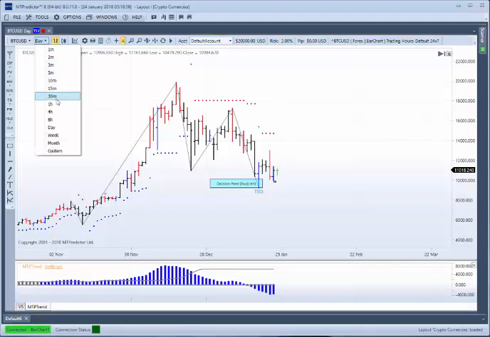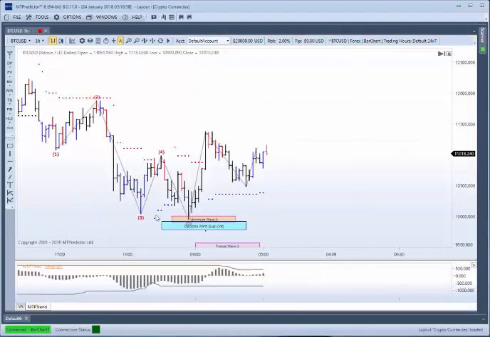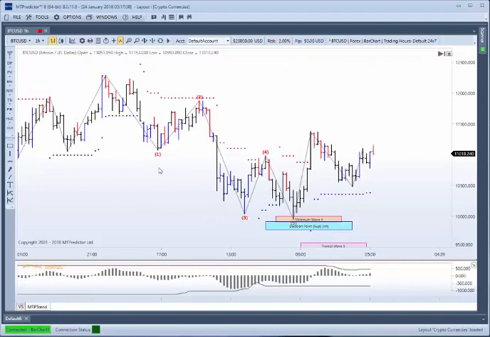But let's go back to the hourly chart. And in particular, let's go back to this 5-wave sequence down here. As I demonstrated in the MTPredictor customer training webinar yesterday, it's amazing how many times Bitcoin makes these 5-wave sequences. So it actually is unfolding very nicely at the moment.